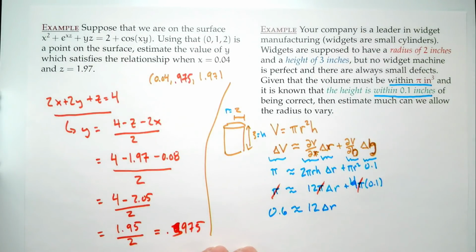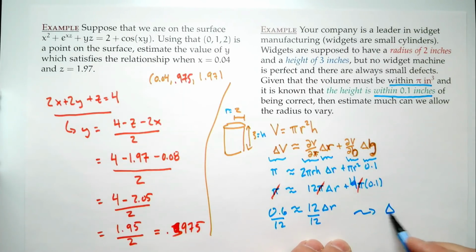And then divide by 12. Now if you take 0.6 and divide it by 12, what do you end up with? You end up with 0.05, which means that we have to be a little precise with the radius. We're willing to go up to 0.05 off, and that's about as far as we can tolerate. If we go any more, we're not going to be able to keep our quality control in place. And we want to make sure we have a quality product.